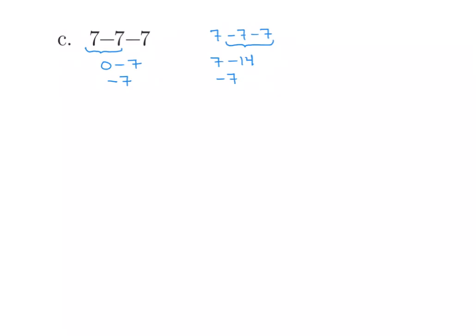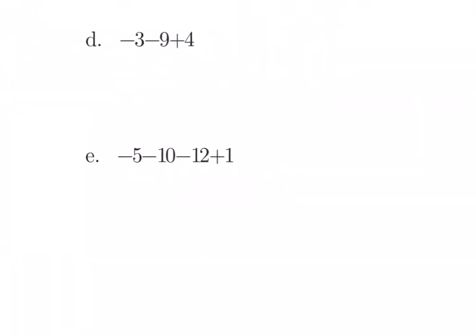All right, a couple more. Let's look at example D. Again, for me, I always like combining my negatives together and my positives together. So if we were to combine this, we get negative 3 and negative 9 combined to give me negative 12. Bring down our plus 4. And negative 12 plus 4, we have different signs, so we are going to subtract and keep the sign of the larger number.